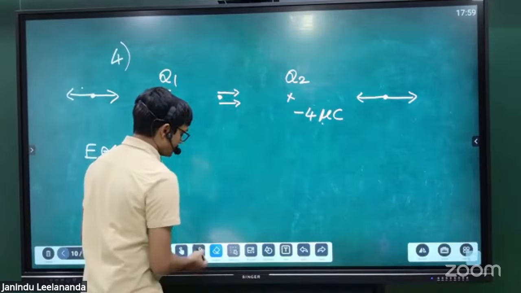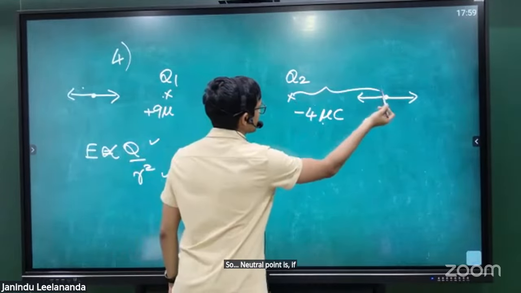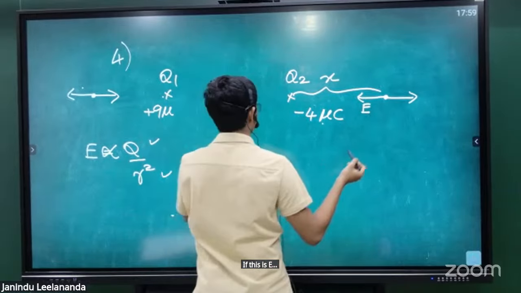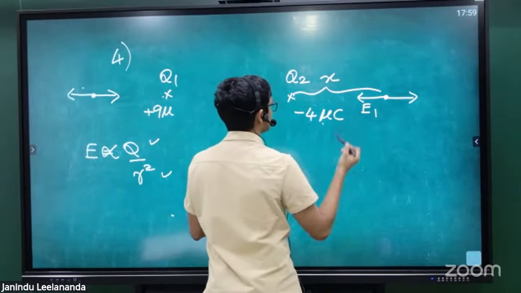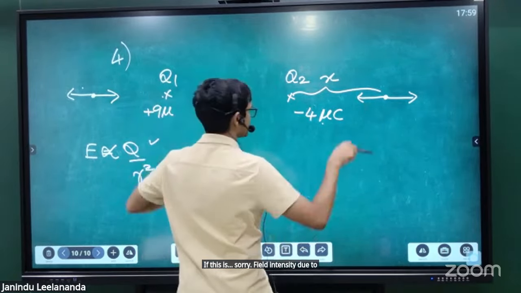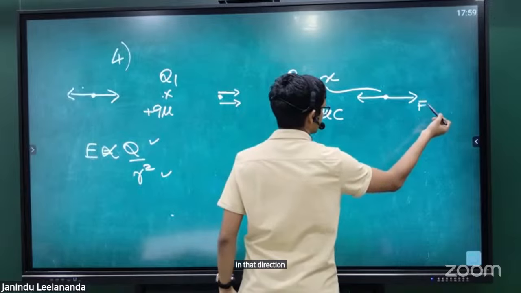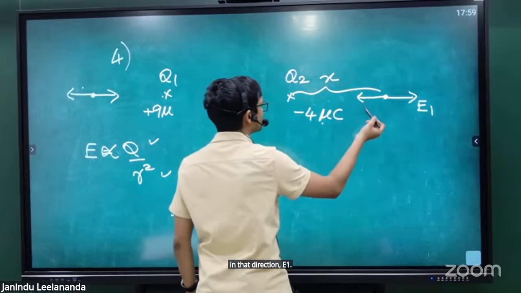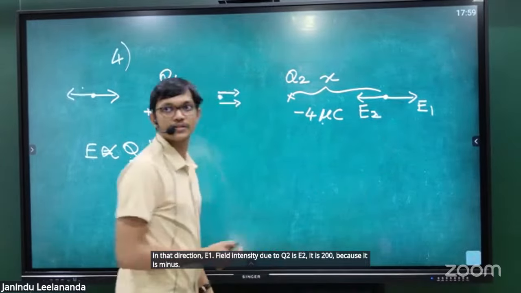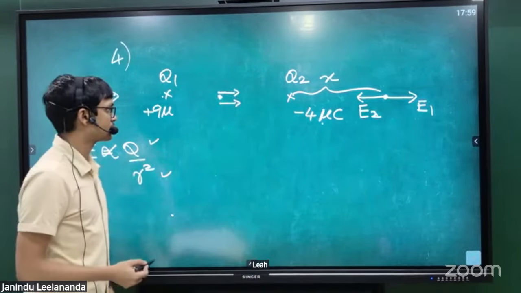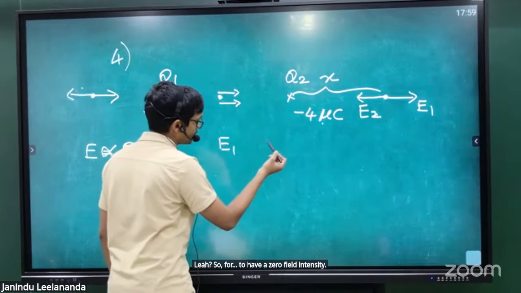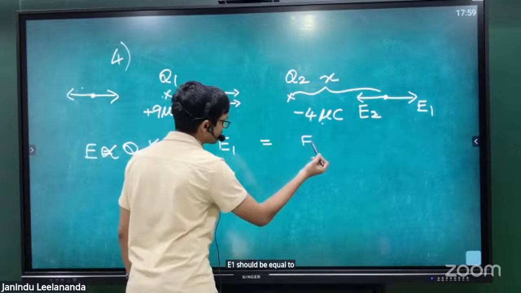So the neutral point is, if this distance is x, and the field intensity due to plus 9 is in that direction, E1. The field intensity due to Q2 is E2, and it is toward because it is minus. So to have a zero field intensity, E1 should be equal to E2.